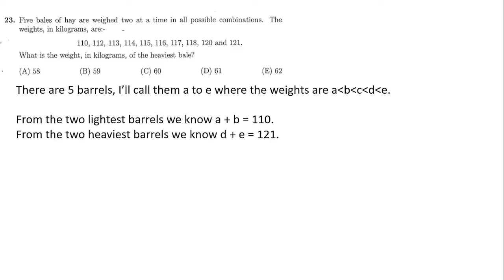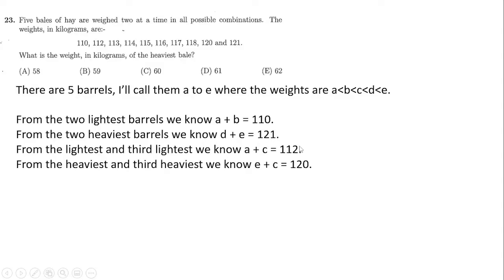From the 2 lightest bales, so A and B, we know that they will add up to the lightest weight, so 110. Same story for the heaviest, D plus E is going to give us 121. Now we can do the lightest and third lightest. It's going to give us 112 over here, and the same for the heaviest will give us 120.